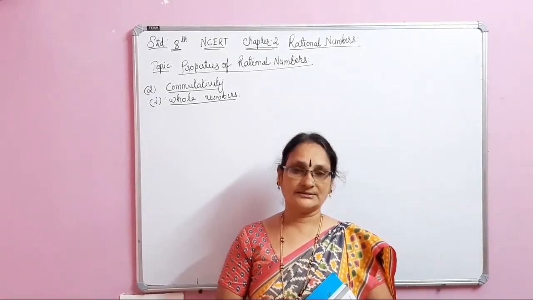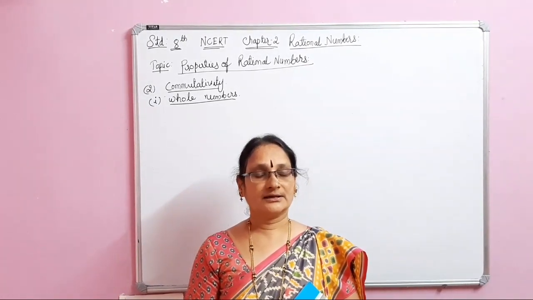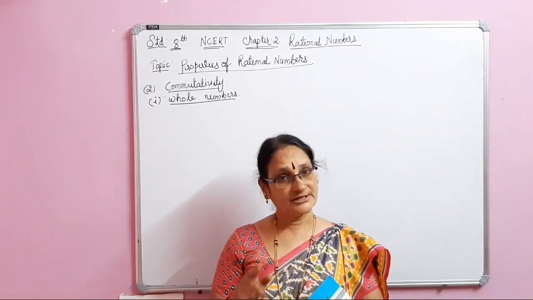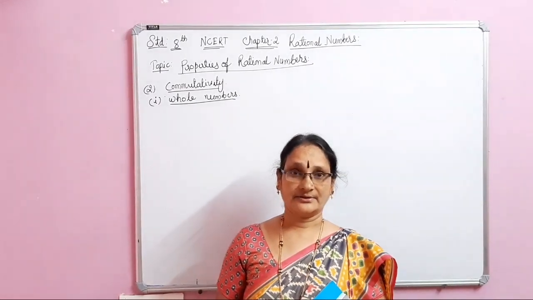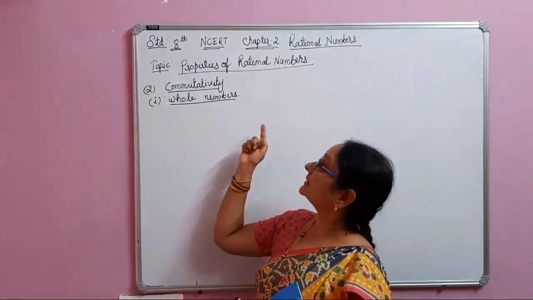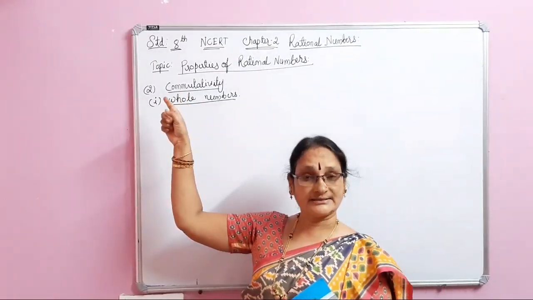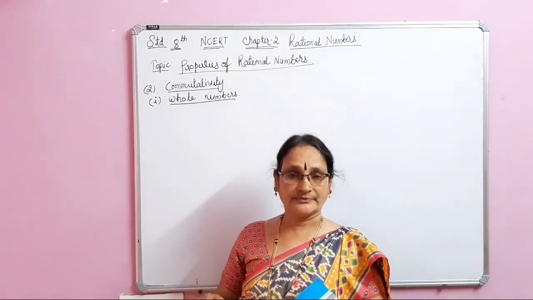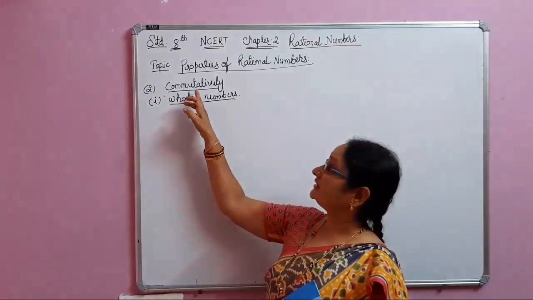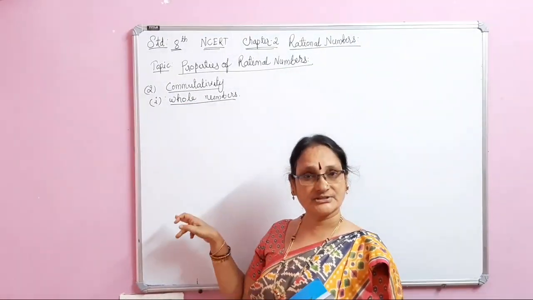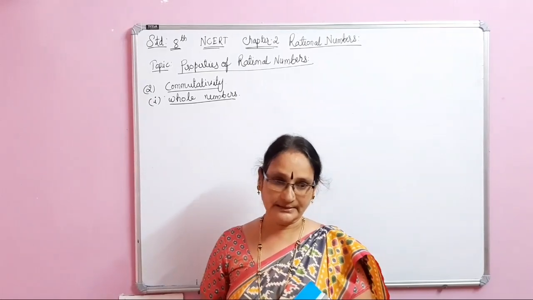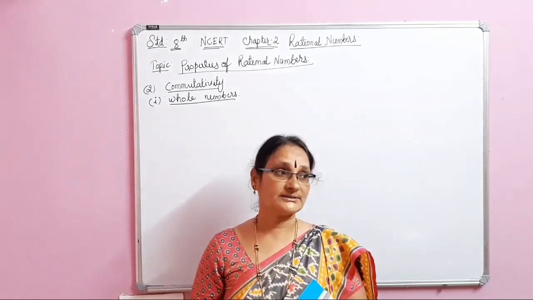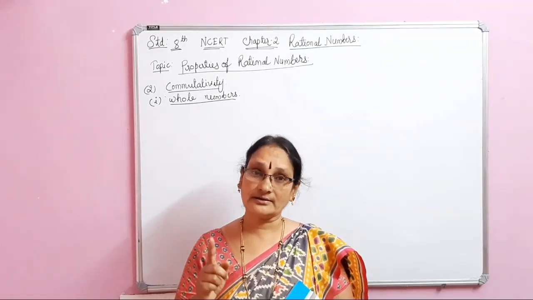In the previous class, we have seen the first property, that is closure property, for whole numbers, integers and rational numbers. The second property is commutativity. Today we are seeing commutativity and associativity in part 2. Then I will solve the exercise. Commutativity for whole numbers, integers and rational numbers we will see. After that we will see associativity for whole numbers, integers and also for rational numbers.